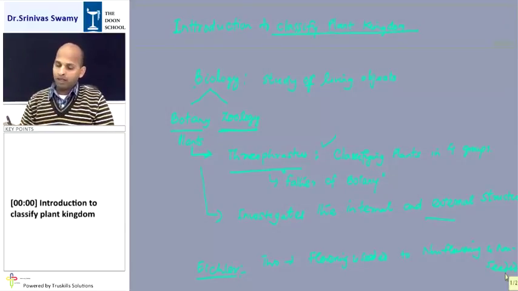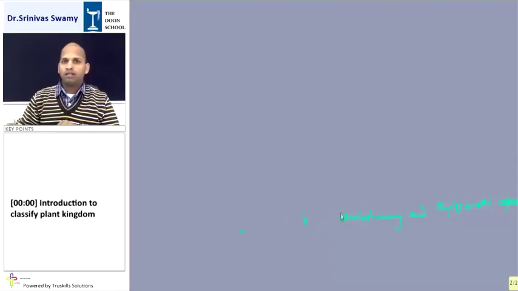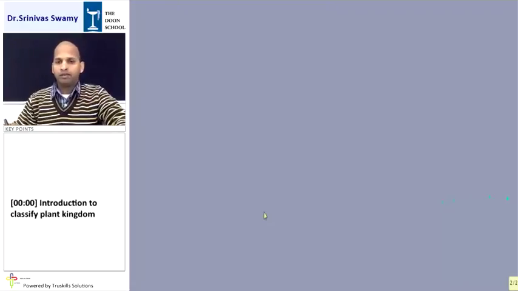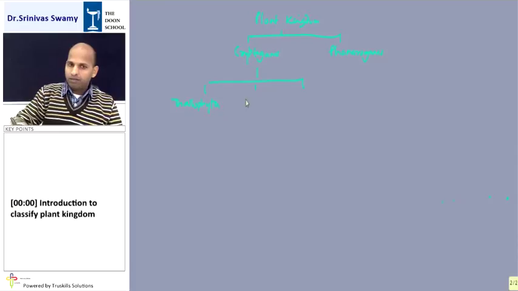So flowerless plants are cryptogams and flowering plants are phanerogams. Cryptogams are divided into thallophyta, bryophyta, and pteridophyta. If you look at the classification chart, which is also given in your textbook, you can see that he has divided the plant kingdom into cryptogams and phanerogams. Cryptogams are divided again into three parts: thallophyta, bryophyta and pteridophyta.